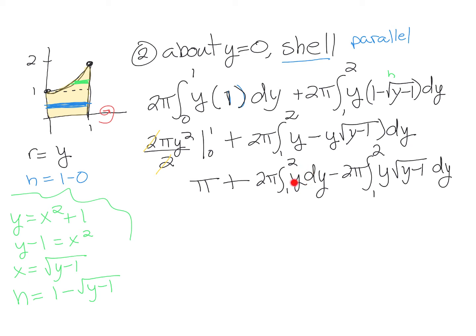Okay, this first one is just going to give me y squared over 2. It's going to look just like this. So I have 2 pi y squared over 2. The 2's cancel. I'm going to plug in the top minus the bottom.